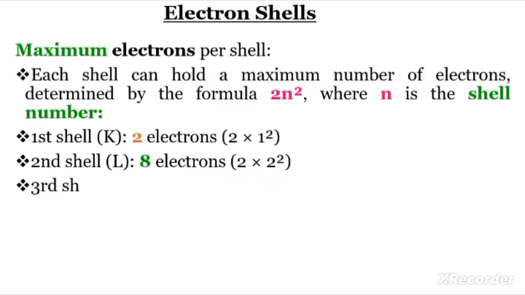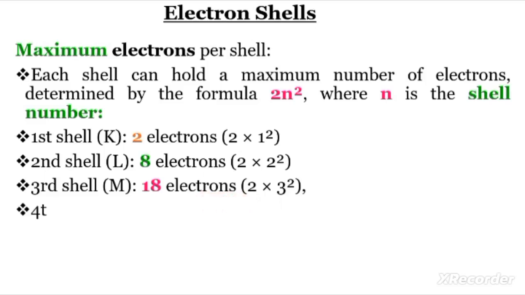Let us also look at the third shell. So we are also going to apply the same formula. Where there is n, we are going to write 3. So 3 to the power 2 is equal to 9. 9 times 2 is equal to 18. So the third shell, or third energy level, will accommodate 18 electrons.